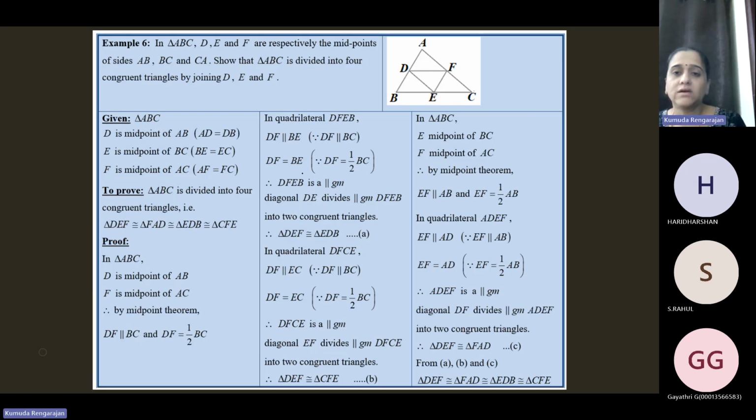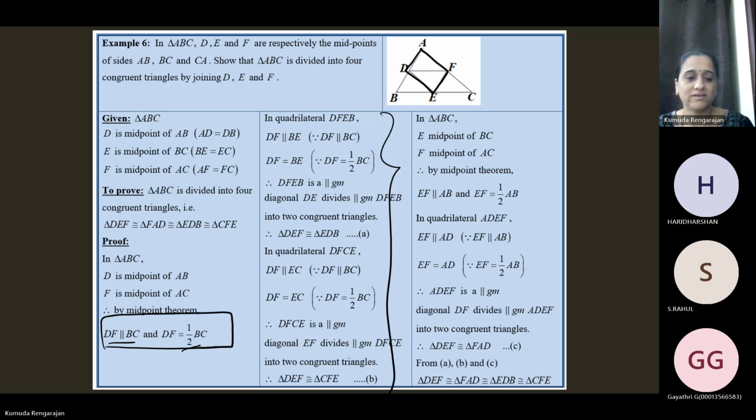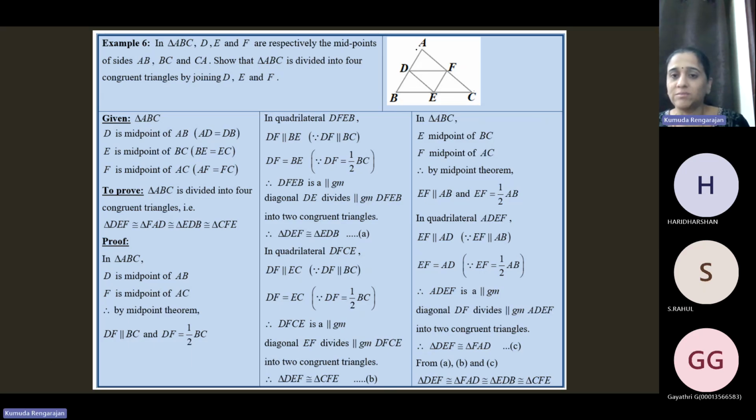Now to prove that this quadrilateral is a parallelogram, we are done with this information. We have made full use of it. Nothing remains now. If you try to use it again, you will get one of these two results, which we've already got. So you need to use the midpoint theorem again. Again in triangle ABC, we took D and F as the midpoints and got these two results. Now take D and E as the midpoints, or you can take E and F as the midpoints, any one.